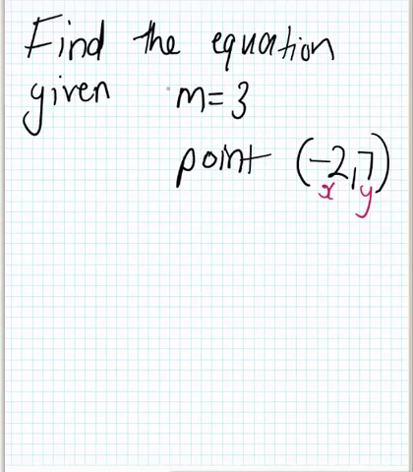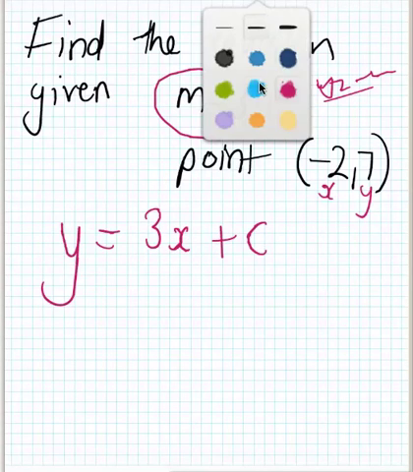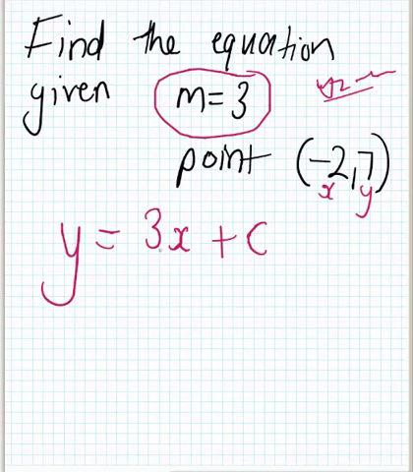And if you don't realize, they've given us the gradient. We don't have to do y2 minus y1 over x2 minus x1. They've done that for us. So far we have y equals, instead of mx, we have 3x, okay? But we still have to find what? We still have to find c, okay? So a lot of the work has been done for us.